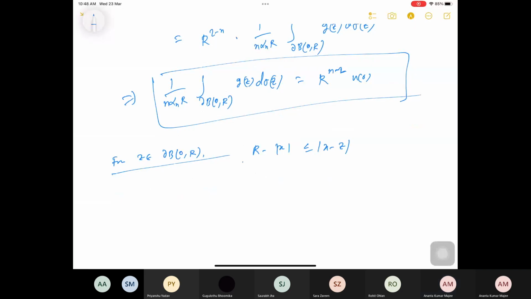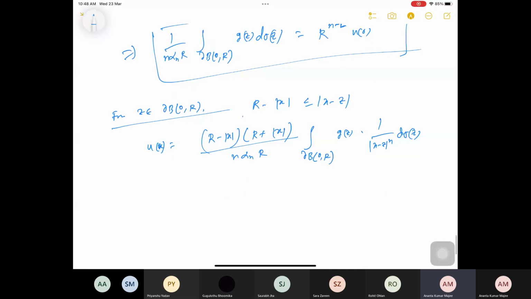So now, having considered g positive, u of x is (r² minus |x|²) by n α(n) r, times the integral over ∂B(0, r) of g(z) times 1 by |x - z|^n dσ(z). Since g is positive, non-negative is also fine, this implies that 1 by |x - z|^n is less than or equal to 1 by (r minus |x|)^n.